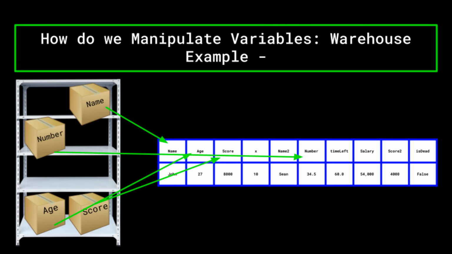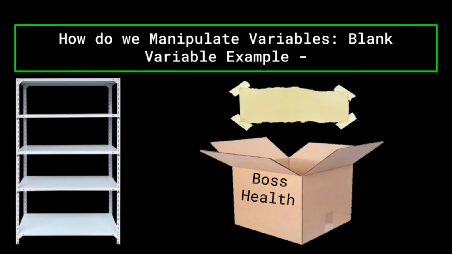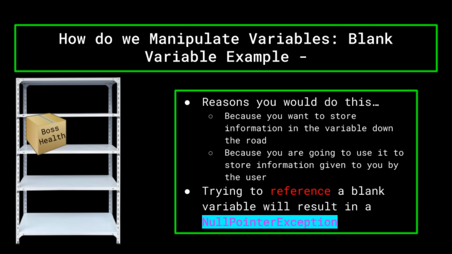Another thing to note really quickly is that you can actually make a variable without putting information inside of it. This would simply be like if you built a new cardboard box, gave it a label with a Sharpie, but just didn't put information inside of it. You're simply saving that space in your storage facility for later. This could be because you want to store information in it later down the road, or if you're going to use it to store information given to you by the user, in which case you can't give it information since you don't know what the user will input.